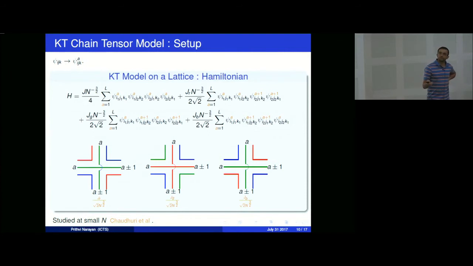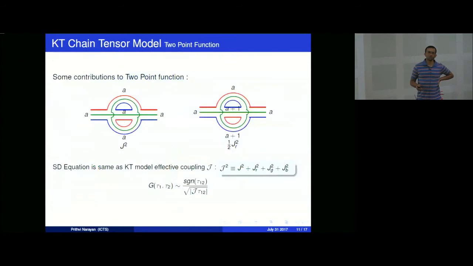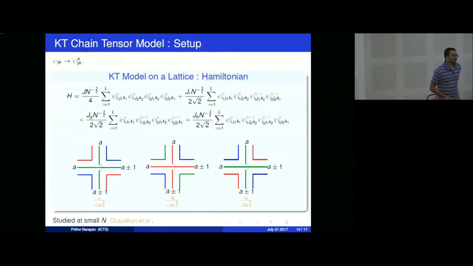This model was studied at small n by a group at ICTS, but we studied it in a large n context. The n scalings are important because you do the large n limit by taking J fixed and n to infinity. L is arbitrary? L is arbitrary, yeah. You don't need to take a large L limit, but it's useful to give results at large L, where we go to continuous momentum.